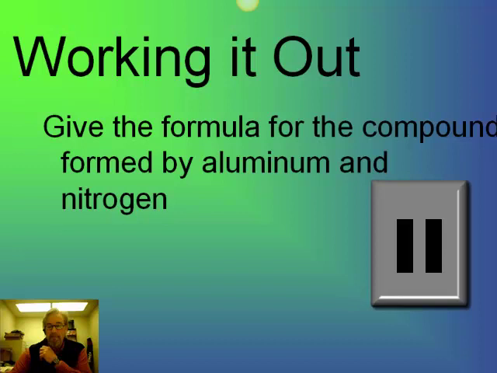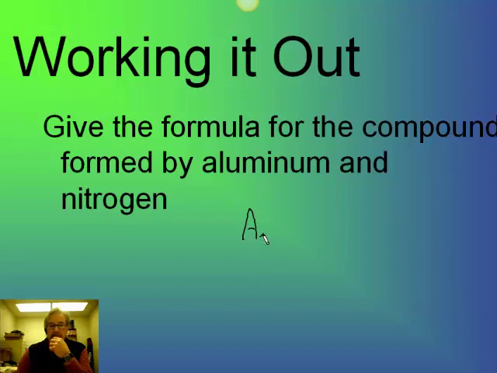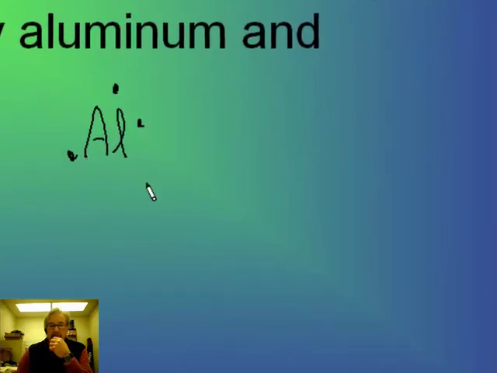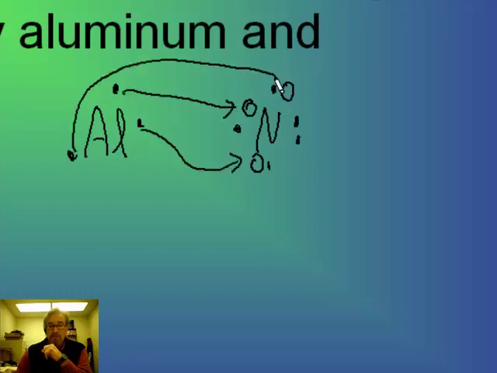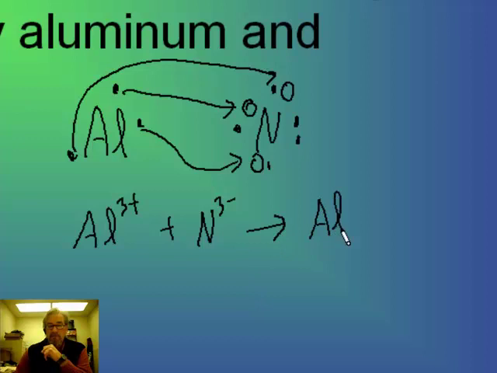Try this one, aluminum with nitrogen. Okay, aluminum is in column 3. That means 3 dots. Nitrogen is in column 5, which means 5 dots. For stability, nitrogen is going to gain 3 electrons. There are the spots for the 3 electrons. Aluminum has to lose 3 electrons, so it'll lose all 3 of its electrons to that 1 nitrogen atom. Aluminum now has lost 3 electrons, so that's a 3+ charge. Nitrogen has gained 3 electrons, so that's a 3-. 1 aluminum is all you need for every 1 nitrogen, so the formula is Al1N1, or just AlN.